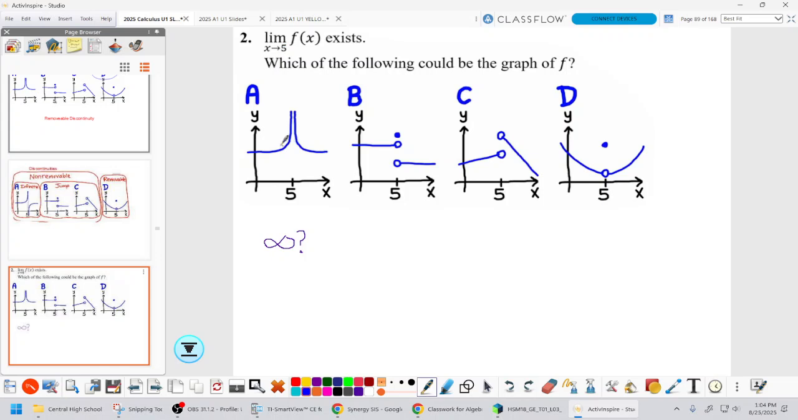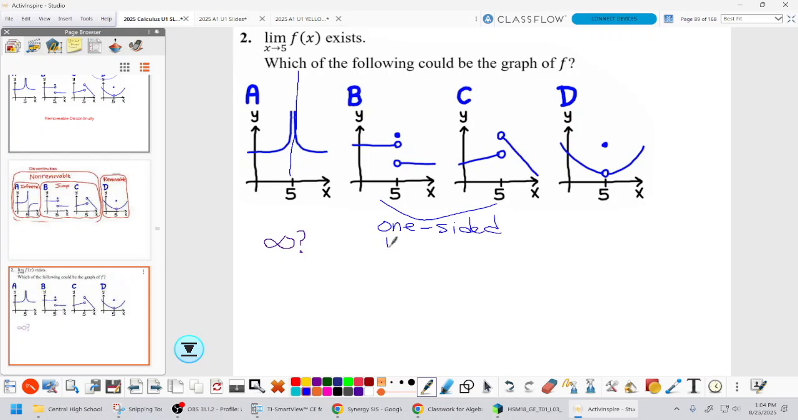Why doesn't it exist here? It's an asymptote. It's got an infinite discontinuity. It approaches infinity as we get closer to 5. Why doesn't the limit exist in B and C? They're not the same, right? Remember the language we used was that the one-sided limits agree. And these don't.